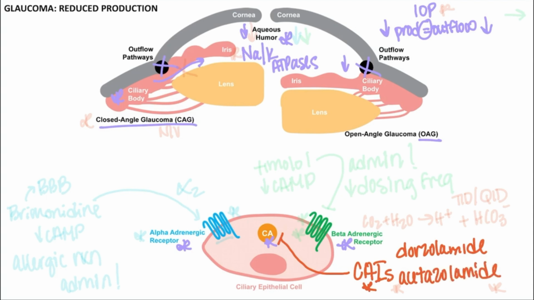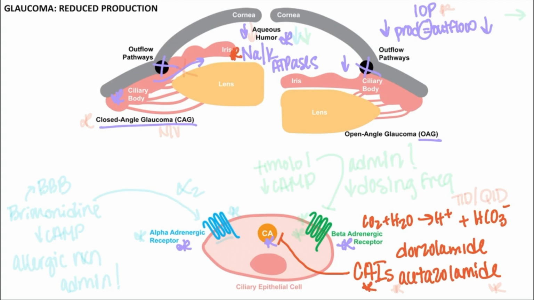So carbonic anhydrase enzymes in the eye are responsible for the conversion of carbon dioxide and water to a carbonic acid, which then dissociates to a proton and bicarbonate ion. And bicarb is an essential ion necessary for the downstream active secretion needed to produce aqueous humor.